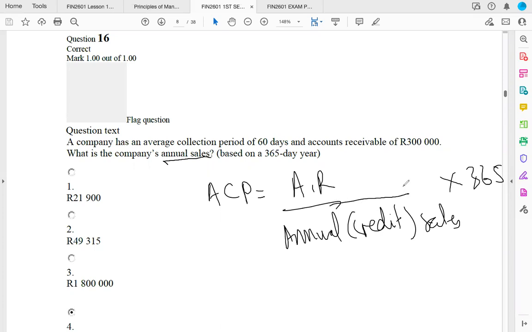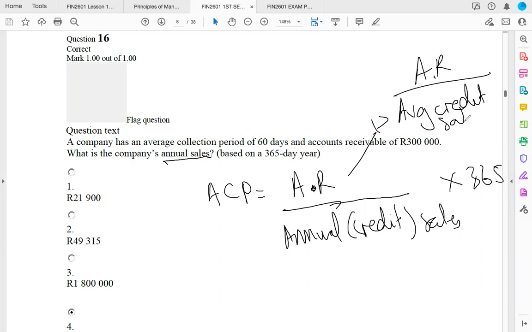sometimes they'll tell you that the sales are credit sales. Ideally, we should use credit sales here. We should use credit sales for this formula. But if credit sales are not given, then we can just use the sales that they give us. And remember, there are two formulas with regards to the average collection period. We can use this formula where we say accounts receivables over annual credit sales times 365, or we can also say accounts receivables divided by the average credit sales per day. So we would calculate the average credit sales per day by taking our annual credit sales divided by 365.